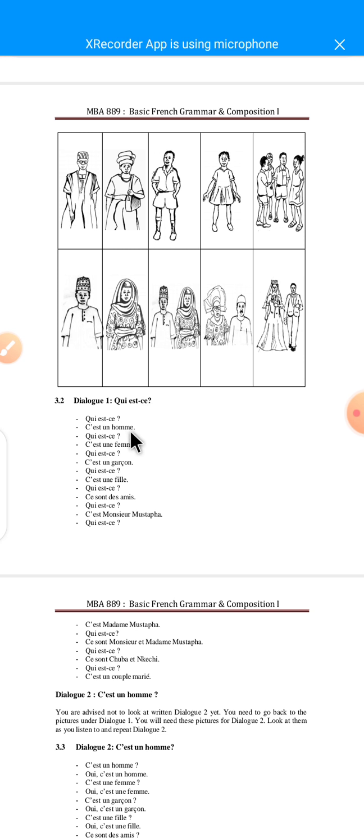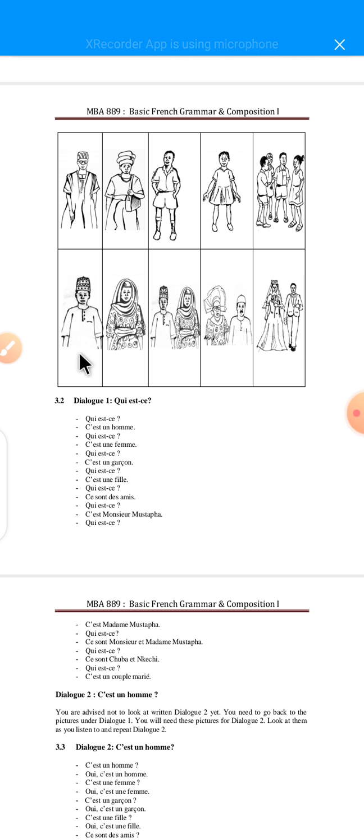Qui est? C'est un homme. That's who is this? It's a man. Qui est? Who is it? It's a woman. So that's this woman here. Qui est? C'est un garçon. That's who is it? It is a boy. Qui est? C'est une fille. That's who is it? It is a girl. This is the girl. Ce sont des amis. Sorry, qui est? That's who are they? Ce sont des amis. They are friends.